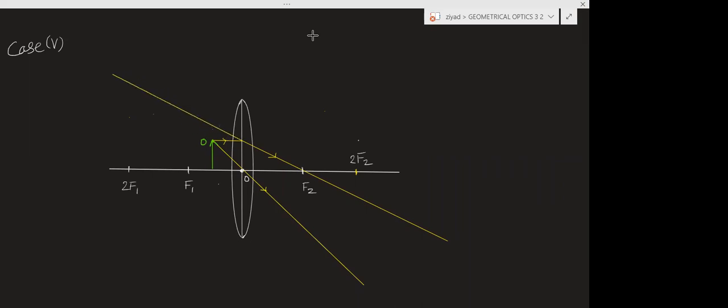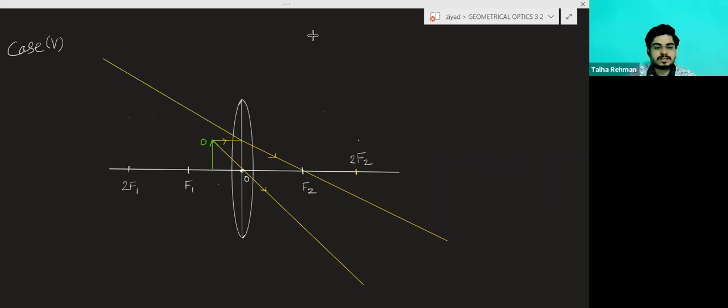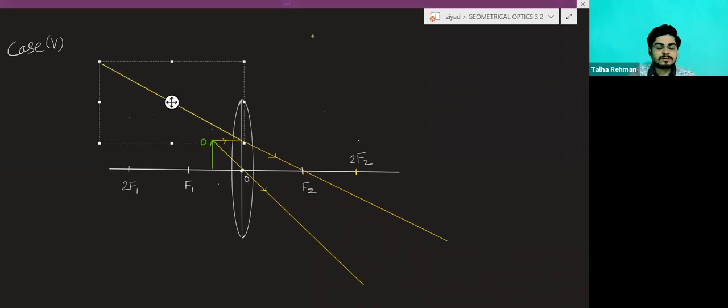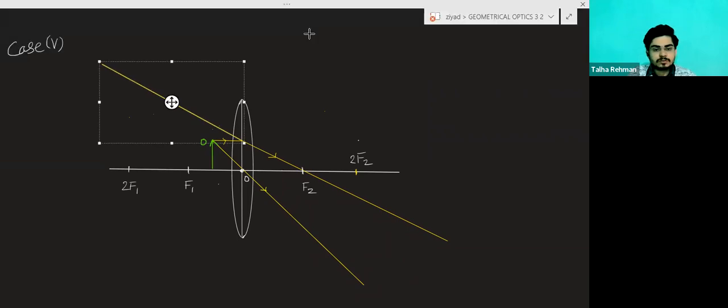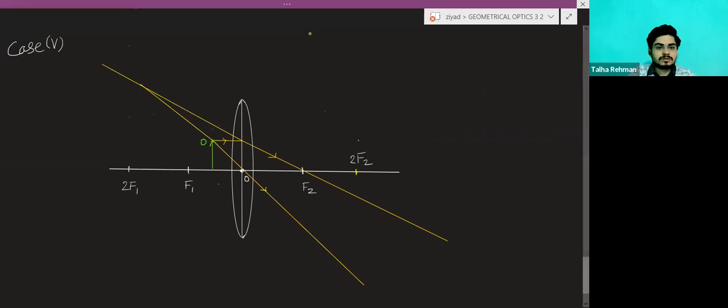So I am producing these rays in the backward direction, and where these rays meet, there will be the image. I think somewhere here these rays will meet. So here you will get the image.